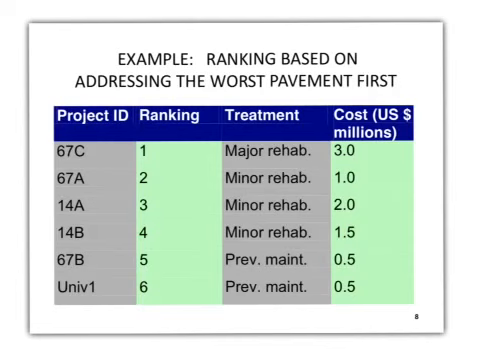Versus the best one here, the best condition section is University 1. Ranking here it was put as number 6 since it has the highest PCI, and we needed to apply very minimal preventive maintenance, and the cost will be about $500,000.